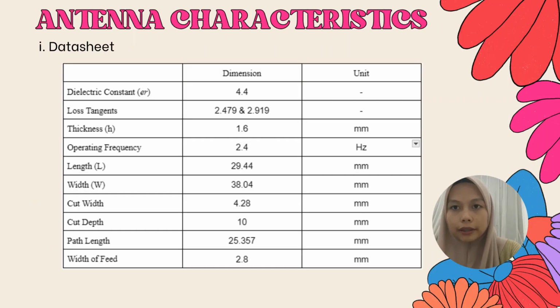So you can see that this is the datasheet for the antenna characteristics. We have the dielectric constant of 4.4. The loss tangent is 2.479 and 2.919. The thickness is 1.6 millimeter. The operating frequency is 2.4 GHz. The length is 29.44 millimeter.